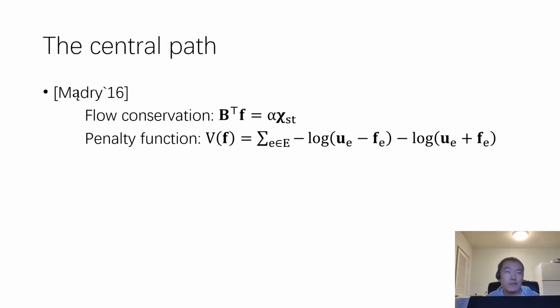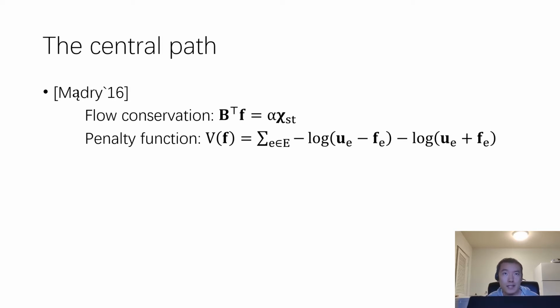We maintain flow F, which is initially empty. At each step, we augment F by sending a small fraction of the demand from S to T. So let alpha be the amount of flow that is already sent. The current flow F should satisfy the flow conservation property, which means that for any vertex other than S and T, the total incoming flow should be equal to the total outgoing flow. And for S, F should send alpha units of flow out. For T, F should send alpha units of flow in.